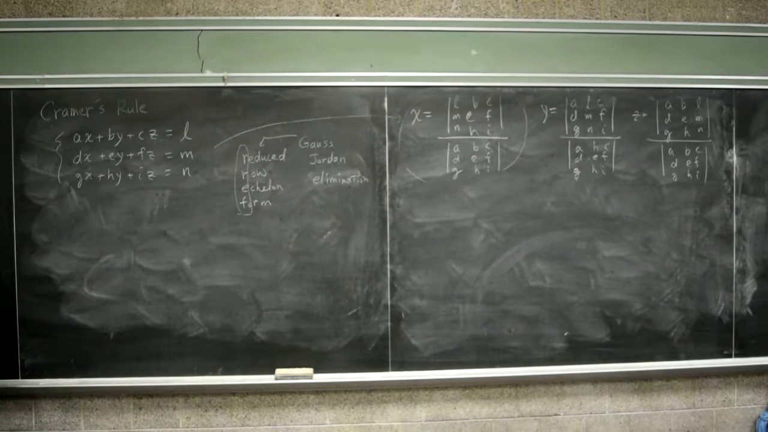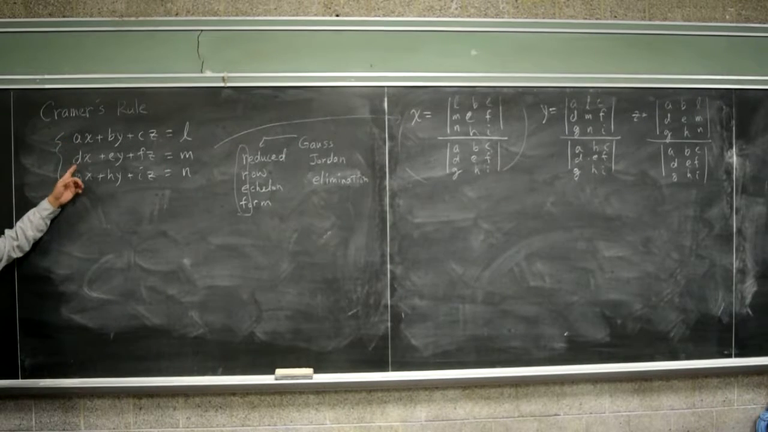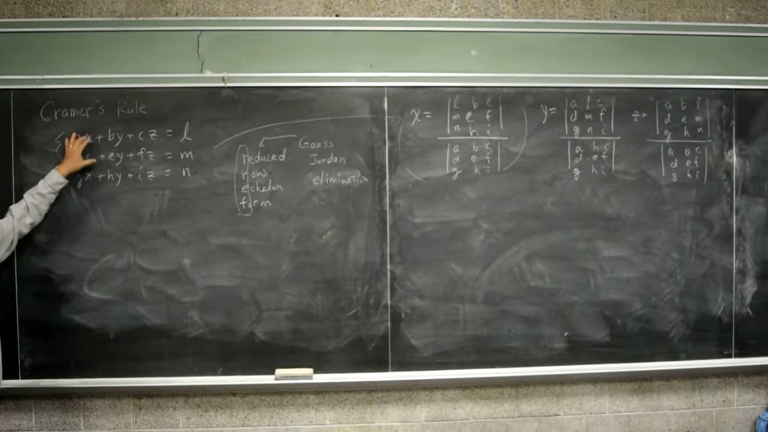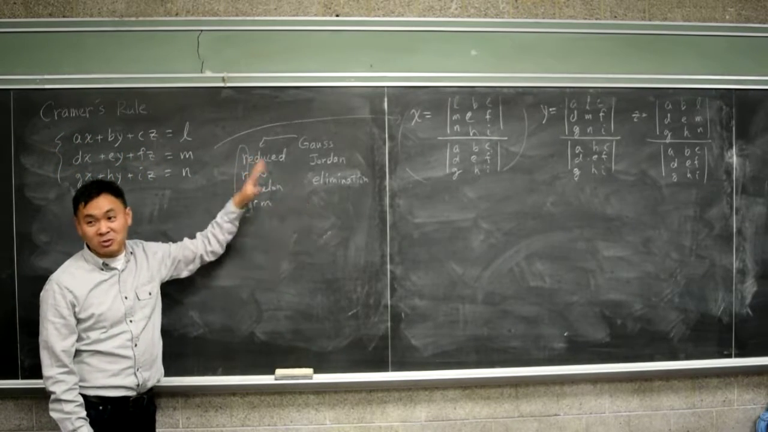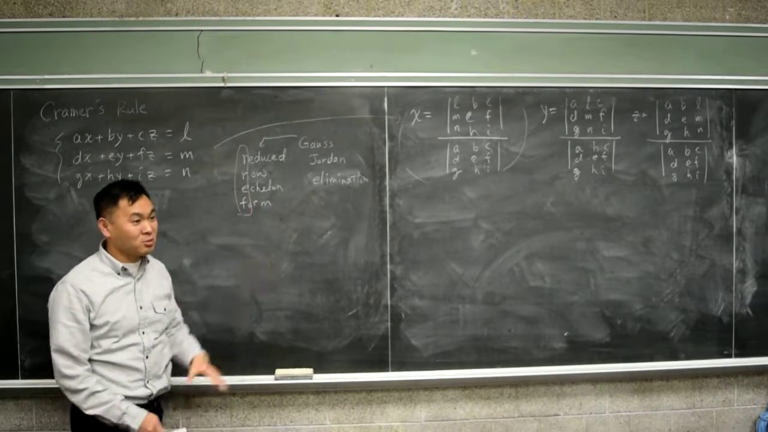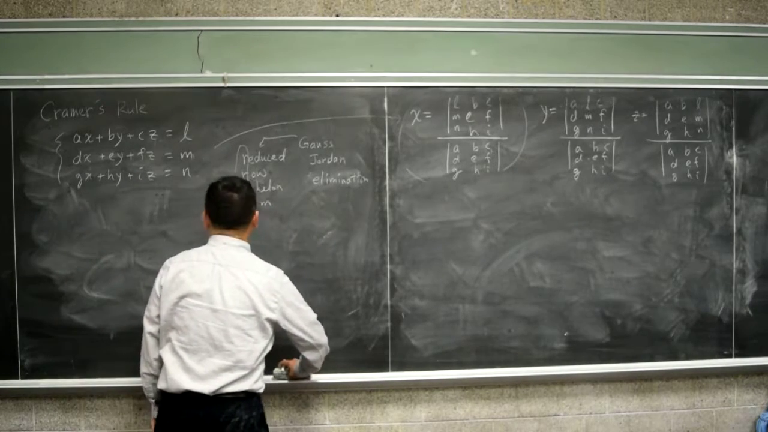The limitation is if your coefficients are not numbers, if they're given as some generic variable, then you can't do this. So what do you do? Then you use Cramer's Rule. Let me give you an example.